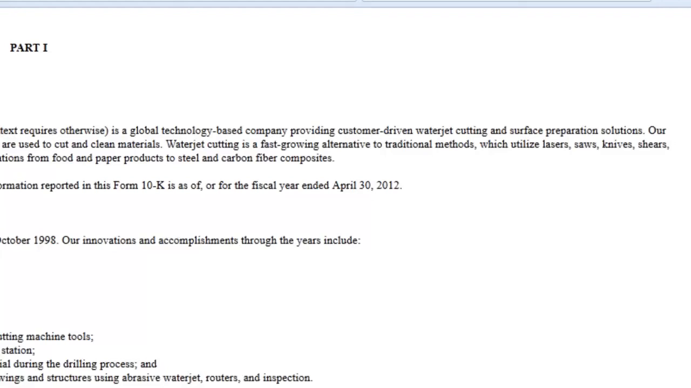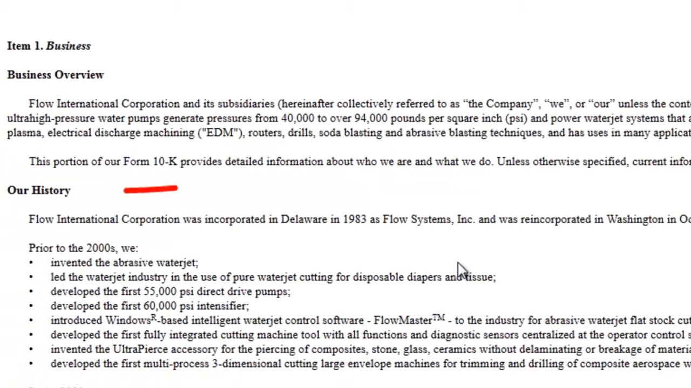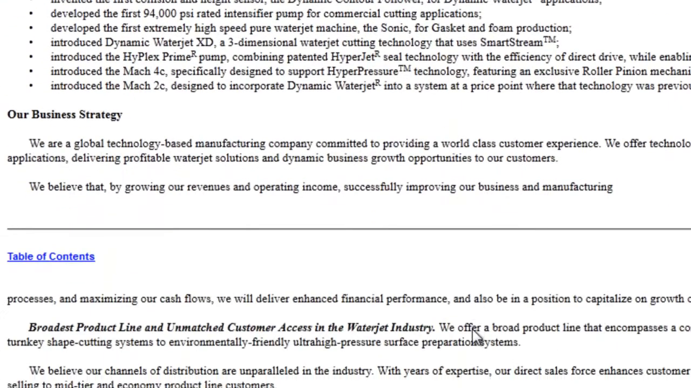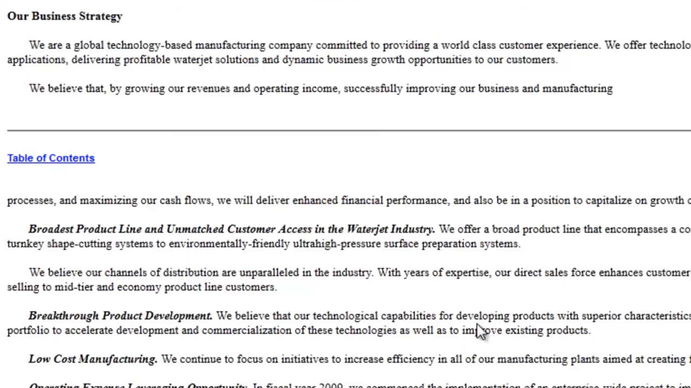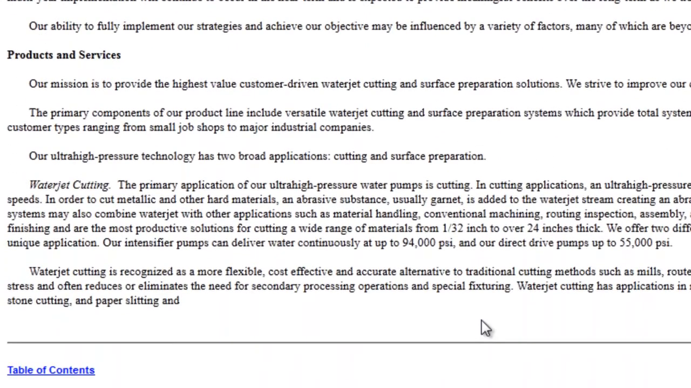Then usually the company provides its history, its business strategy. For example, how is it planning on growing? Is it going to grow through acquisitions, or are they planning on growing internally? This is where you will learn that. Moving on, products and services. What is it that they manufacture? What kind of services do they offer to their customers?